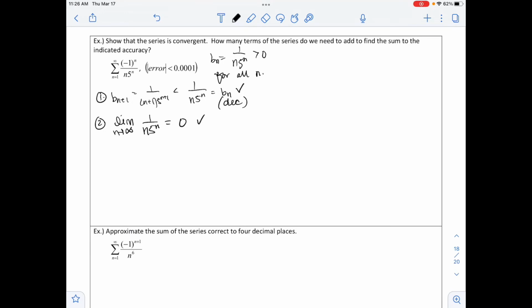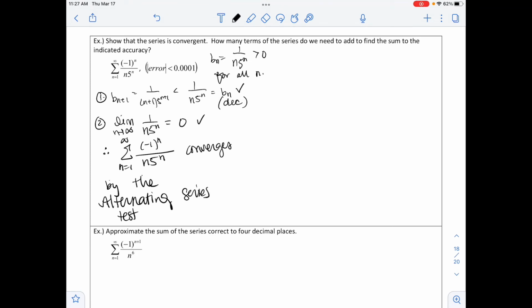So check. So we can say, therefore, the original series that we have, which is from n equals 1 to infinity of negative 1 to the nth, all over n times 5 to the n, converges. And this is because of the alternating series test. So again, making sure to show that it is convergent. The next thing says, how many terms of the series do we need to add to find the sum to the indicated accuracy? And that accuracy is stated here.